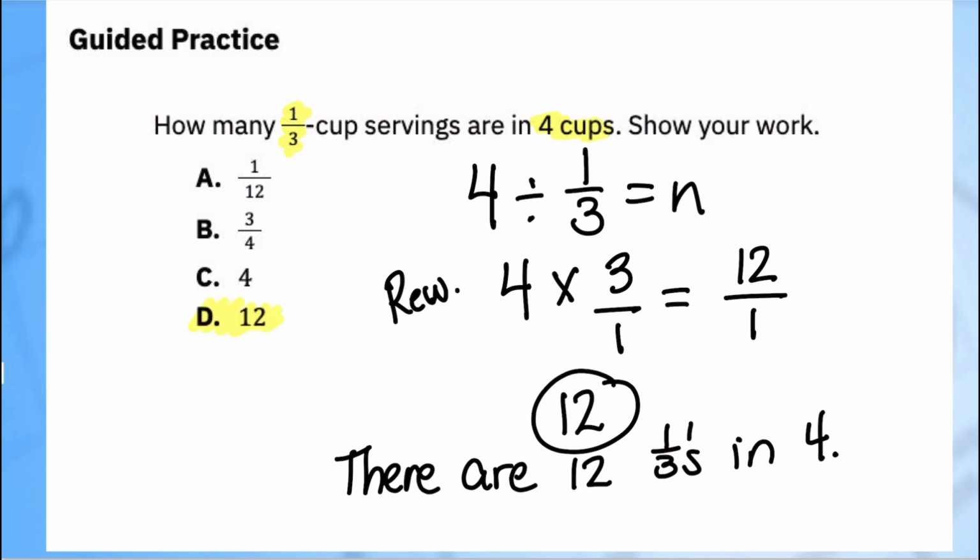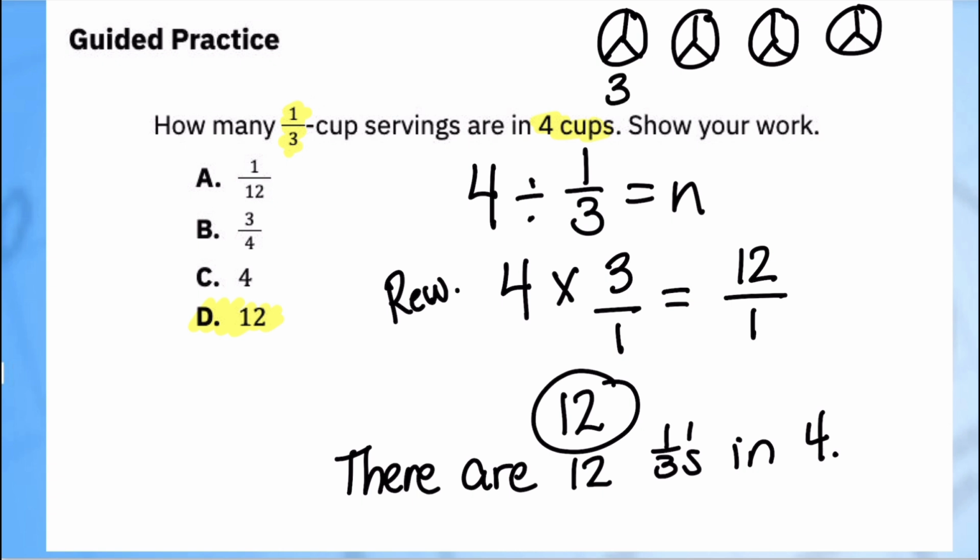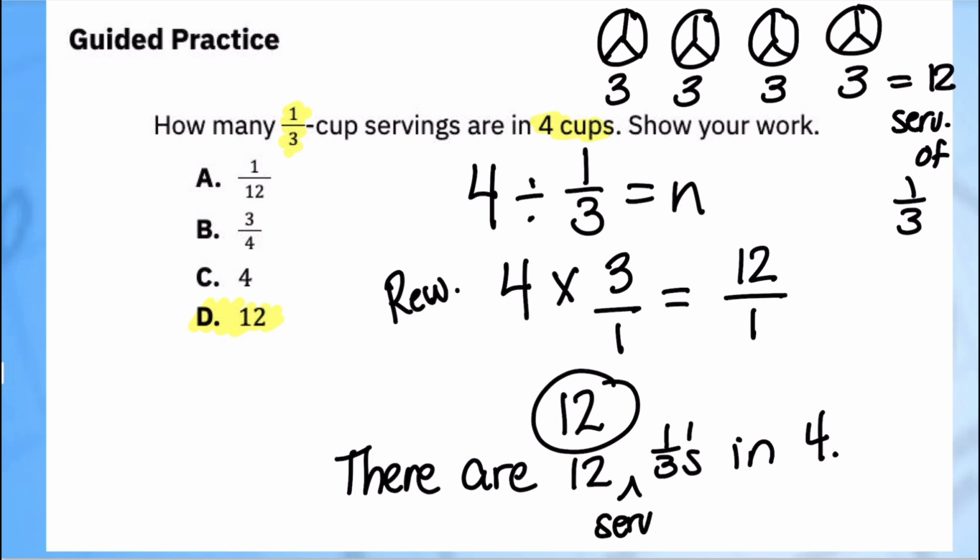Okay, so how does that make sense? Well, think about if you had 4. So here's 1, 2, 3, 4. And if I broke this up into thirds, I'd have 3 scoops from the first cup, 3 scoops from the second cup, 3 scoops from the third, and 3 from the fourth. So altogether, I have my 12 servings of 1/3. So maybe that's the word I'm missing here. 12 servings of 1/3 in 4.